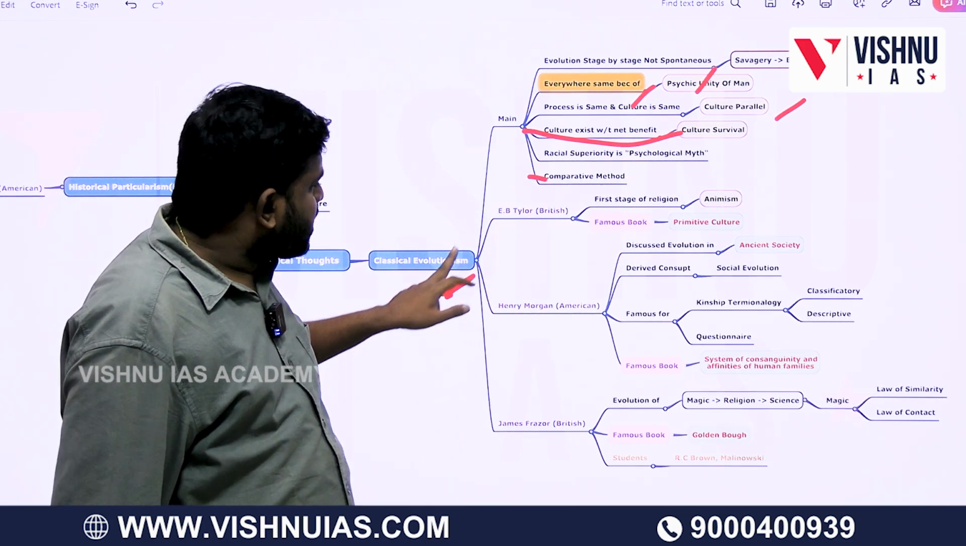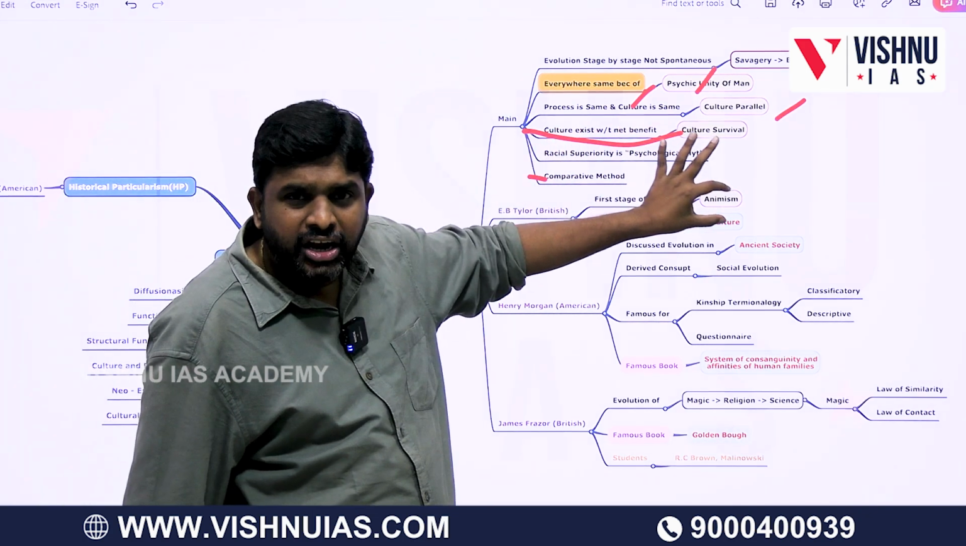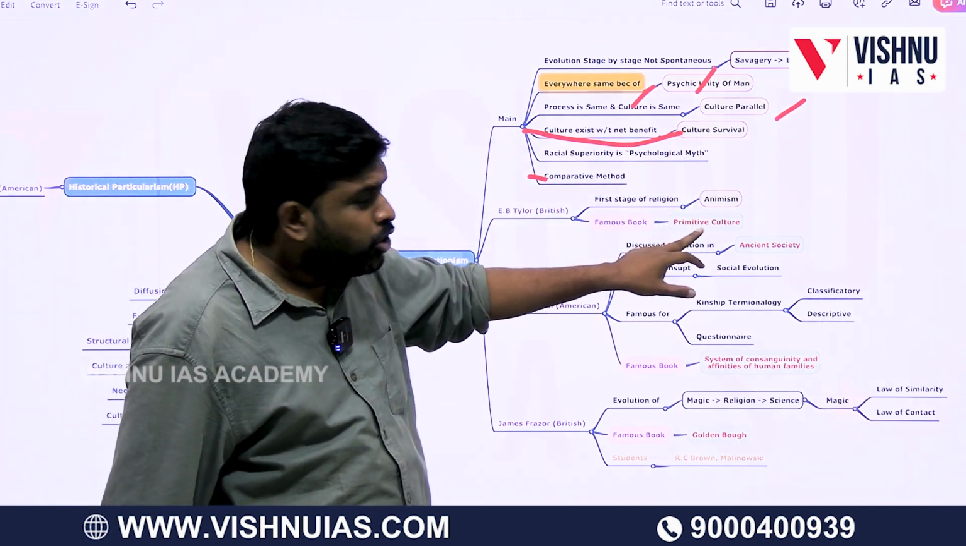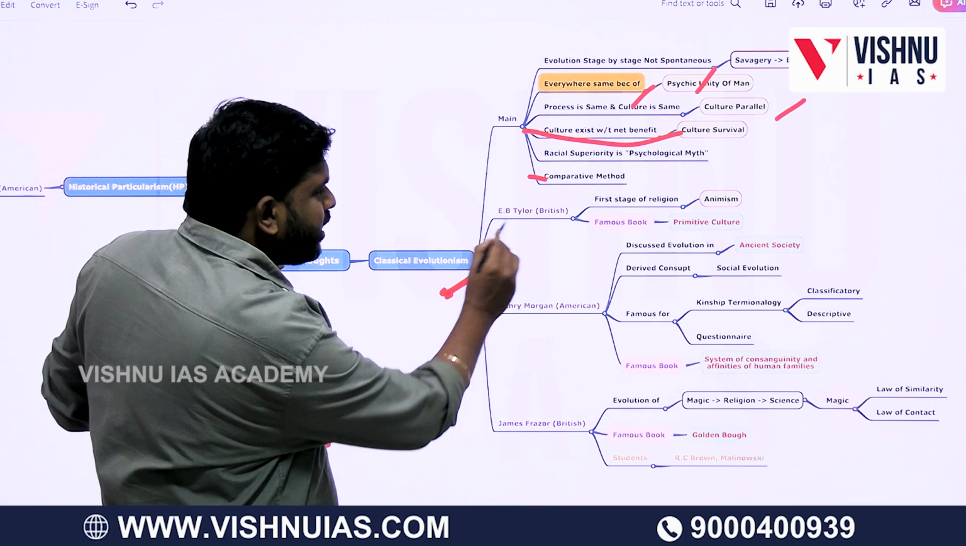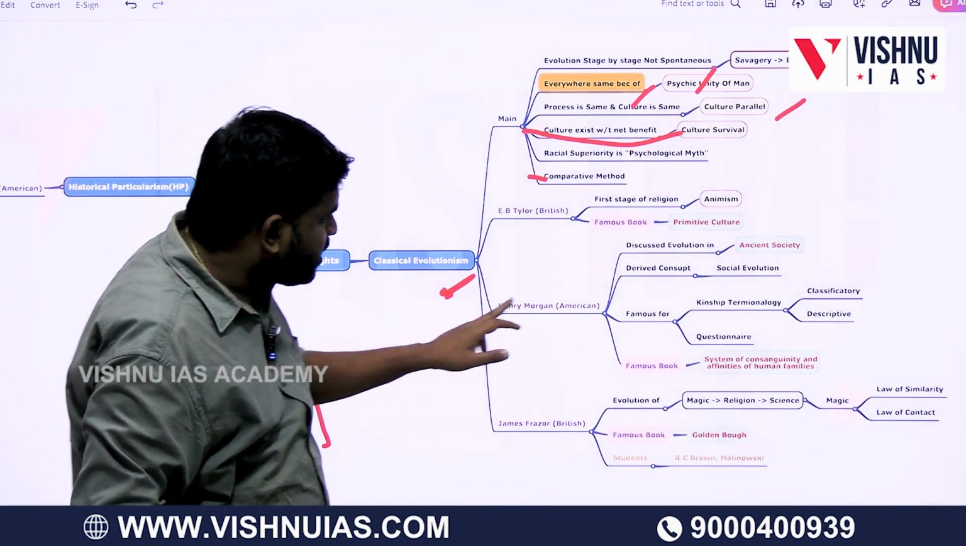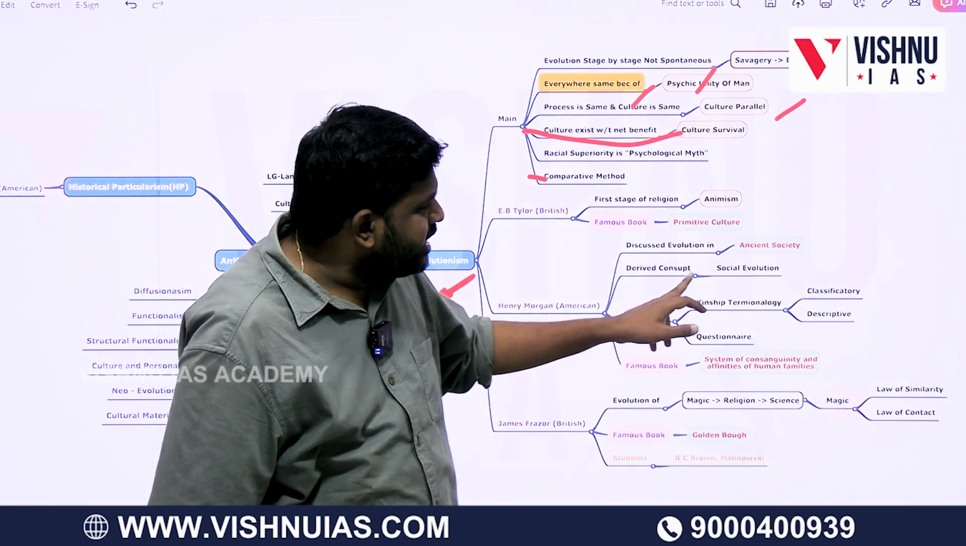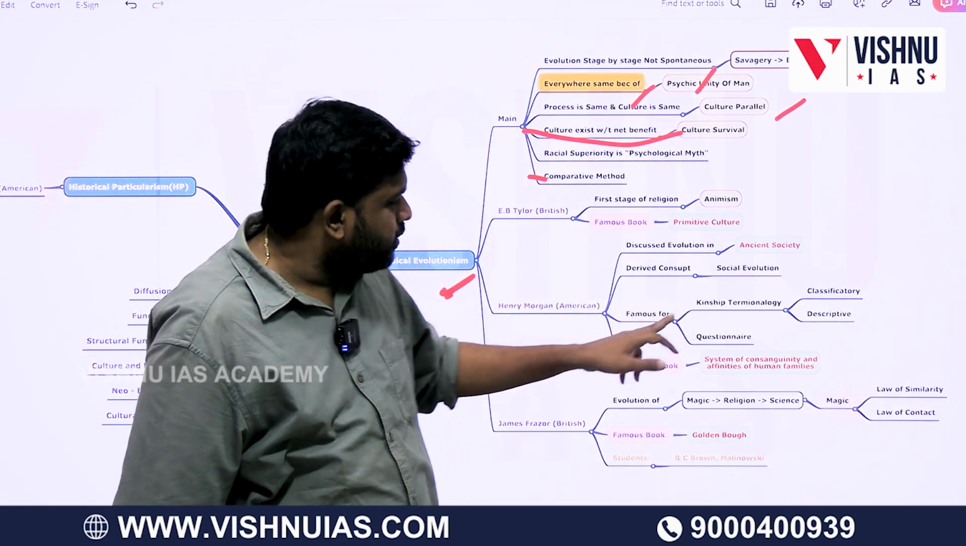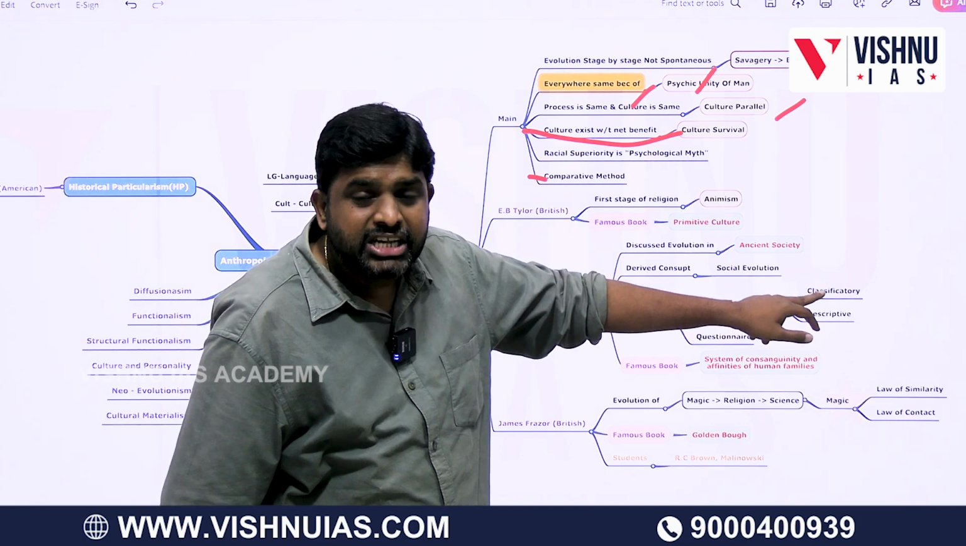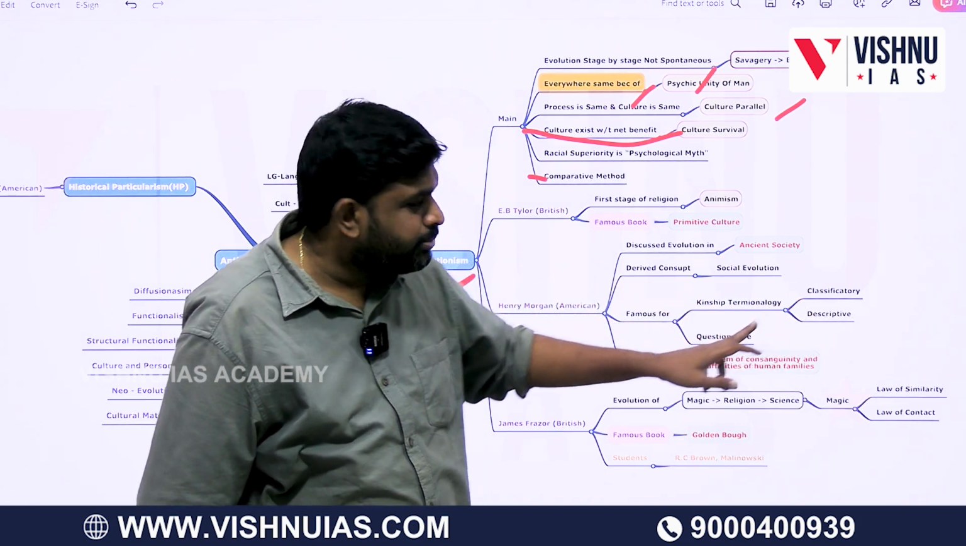Comparative methods. Classical: E.B. Tylor, first stage of religion, animism. Famous book, Primitive Culture. Means E.B. Tylor, his contribution for the British. Then Henry Morgan discussed evolution in Ancient Society, the book name. Derived the concept of social evolution. Famous for kinship terminology, classificatory kinship terminology and descriptive kinship terminology.